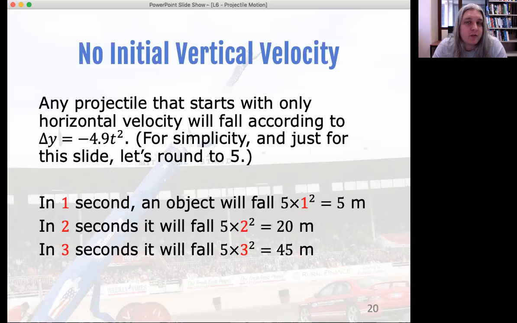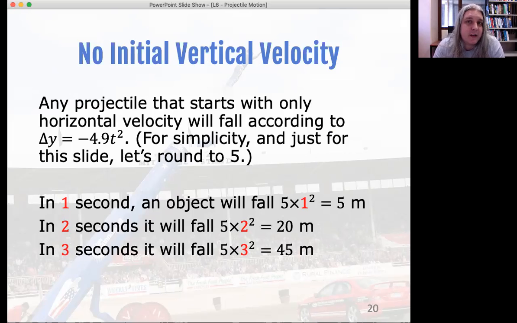If we're setting positive y as our vertical upwards, that means acceleration is negative 9.8, and so half a is negative 4.9. That means that our vertical position at any point in time is going to be negative 4.9 times t squared.